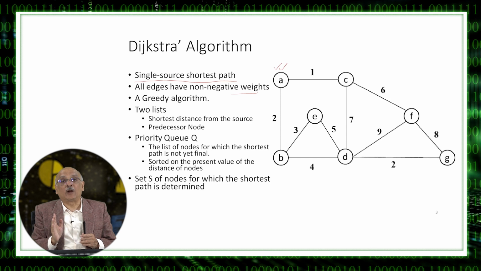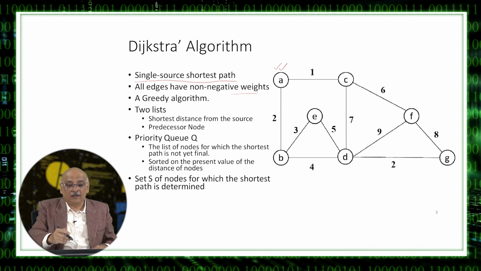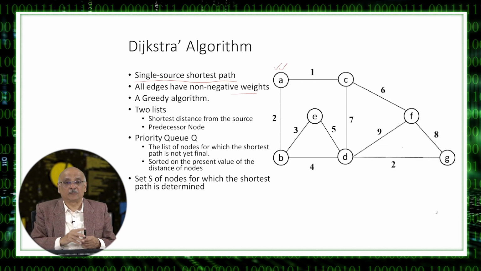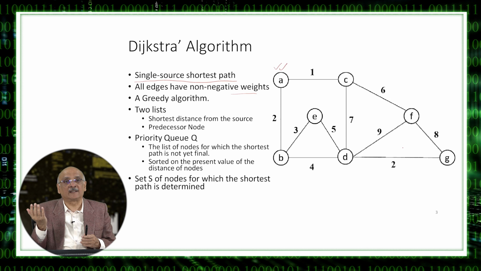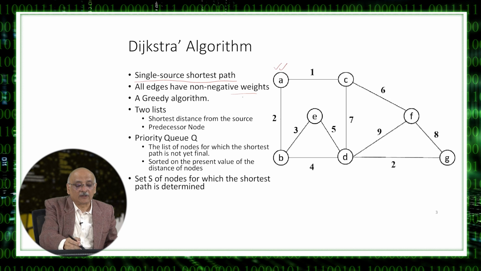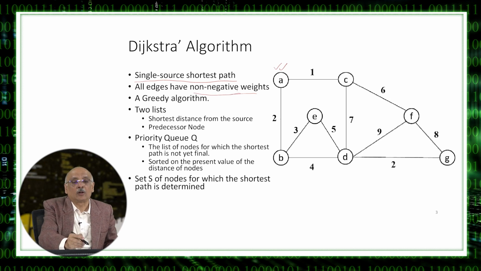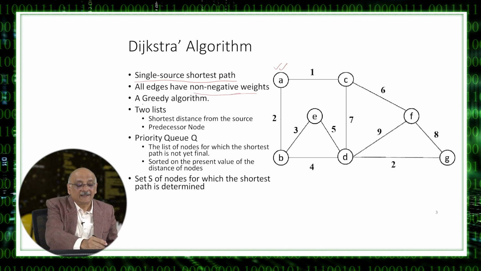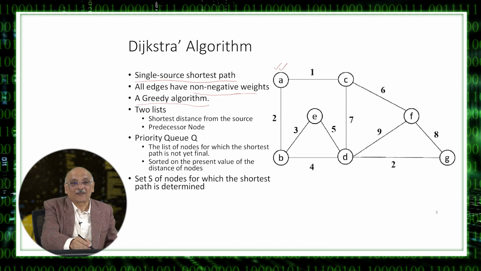Now this is a requirement as far as Dijkstra's algorithm is concerned. All the edges should have non-negative weights. There are certain cases where weights can be negative also, that we may discuss in the next session where we have such algorithms. But Dijkstra's algorithm works only for non-negative weights. It's a greedy algorithm.